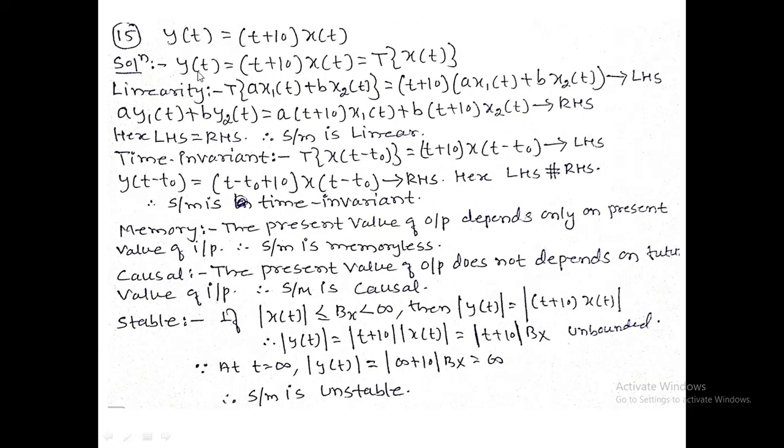Y of t is given. I have to calculate y of t minus t naught. Just replace t by t minus t naught. You will get t plus 10. T will be replaced by t minus t naught plus 10, multiplied by x of t minus t naught. RHS. Comparing LHS and RHS, both are not equal. System is not time invariant.